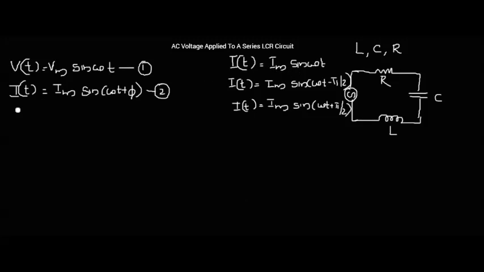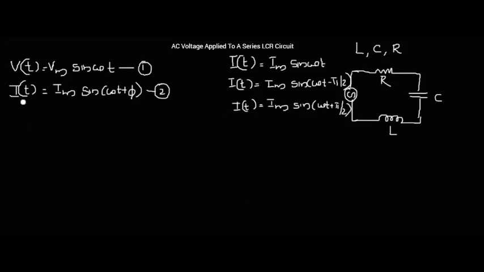So with that I am writing a general solution for the equation of a current in the case of a series LCR circuit, and by applying the method of a phasor diagram I am finding what is the value of Im and what is the value of phi, because these two values are changing in individual circuits.